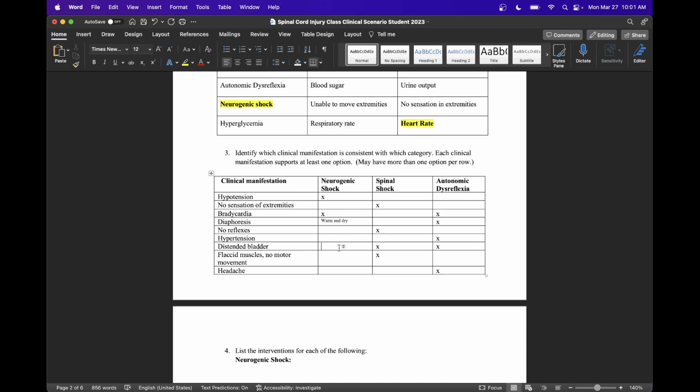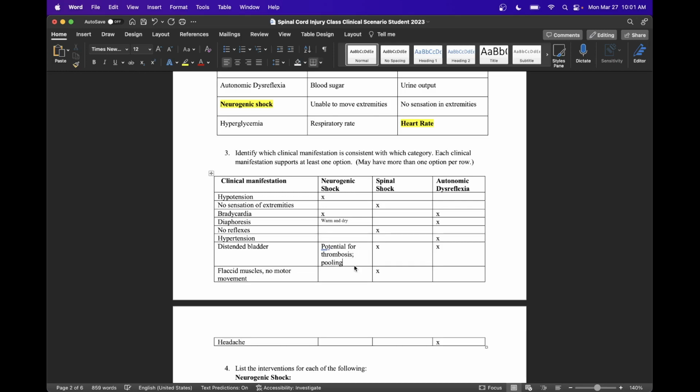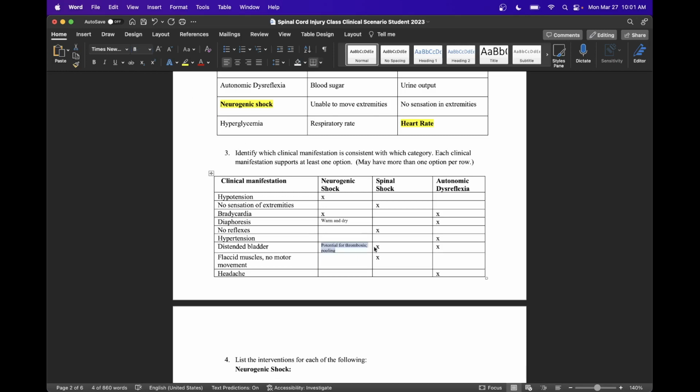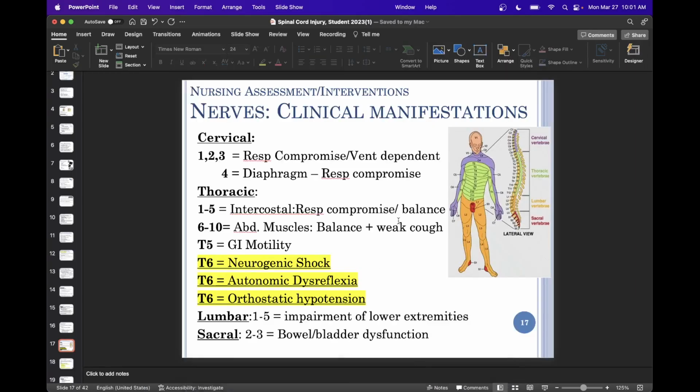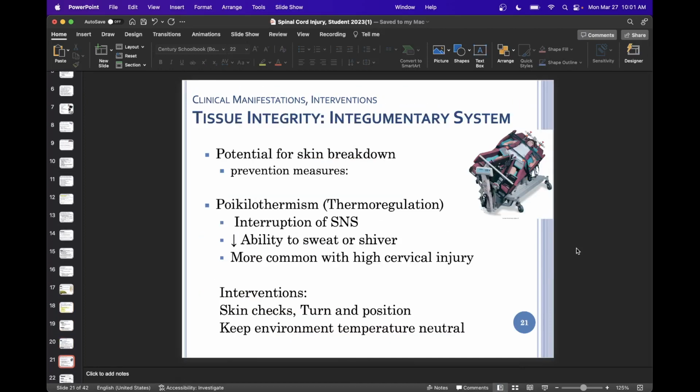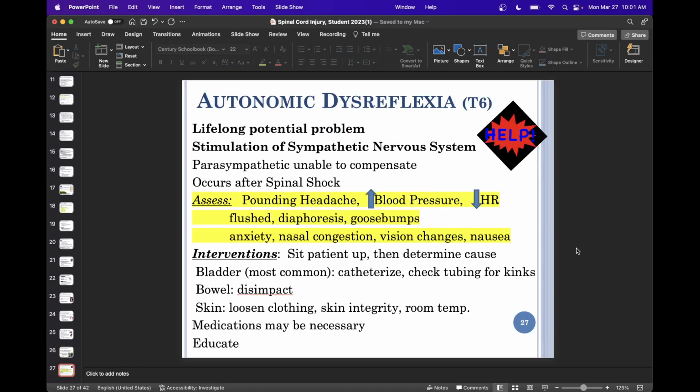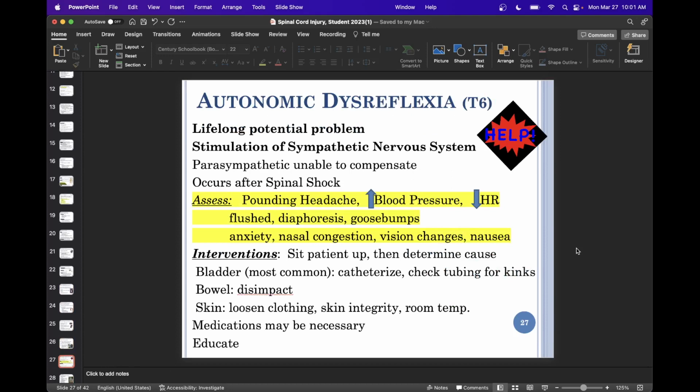Okay, so distended bladder comes under our spinal shock and our autonomic dysreflexia. Flaccid muscles, no motor movement: spinal shock. It's limited to the spine, to the neurosystem. It's limited to the spinal nerves. What do the spinal nerves do? They transmit things, right? So motor movement, sensation, reflexes. So spinal shock, spinal nerves. Neurogenic shock is a type of distributive shock that's a problem with the neural system. That's the cause. Septic shock is a distributive shock; it's a problem with infection. All right, so neurogenic shock is very different than spinal shock. Good, seeing the difference?